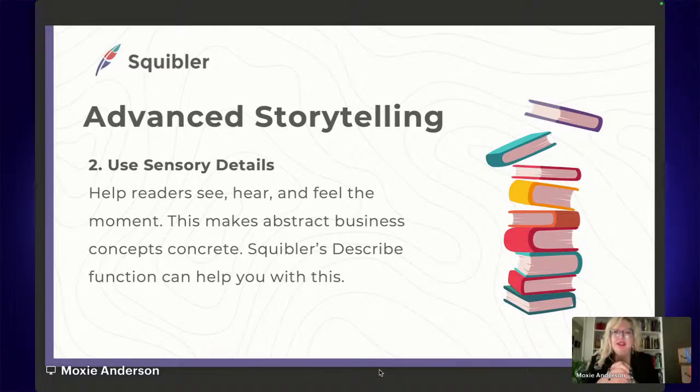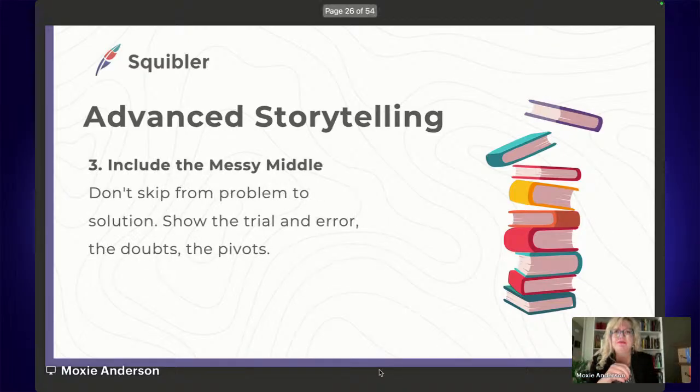Another thing that you can include in your storytelling are sensory details. People tend to think of sensory details for things like fiction, short stories, even memoirs, but you can use these in business writing as well. Help readers see, hear, and feel the moment that you're describing in your stories or your anecdotes. This makes abstract business concepts concrete for your readers. You can actually use Scribbler's AI to do this as you're revising your work. Use the describe function in the AI tasks, and then select the sensory form that you want to use, sight, smell, hearing, and so forth to revise.